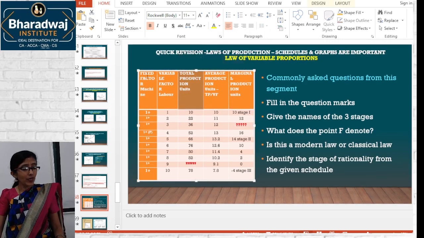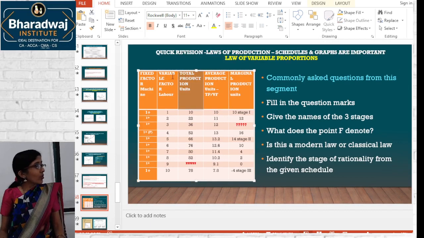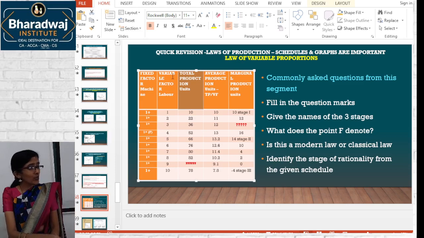When you have a segment called variable and fixed, how can you call it returns to scale? Scale means all inputs. No, you will not have this distinction at all. Can you see this?